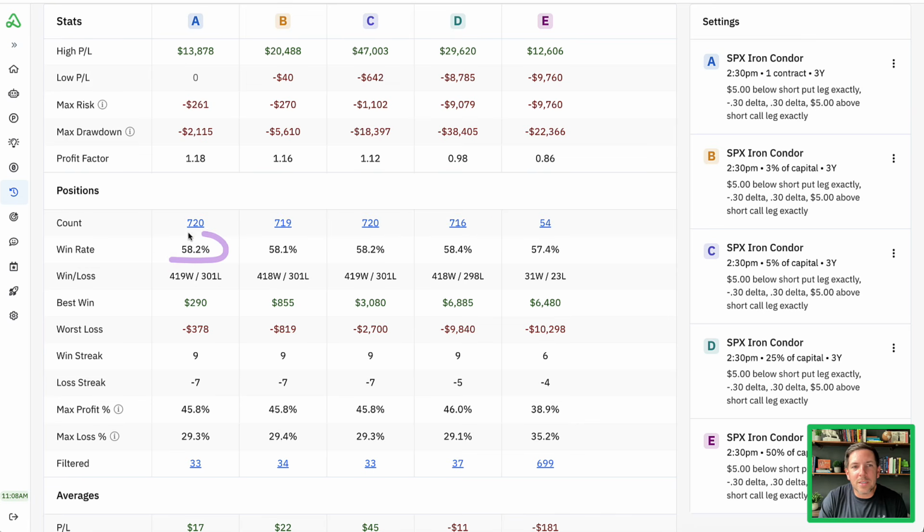And this is where you can see strategy A's win rate was 58.2%. It was a winning strategy, which was good. It made $13,000, good profit factors. Won't go through all these numbers, but you can see here that this was a good strategy to go through.